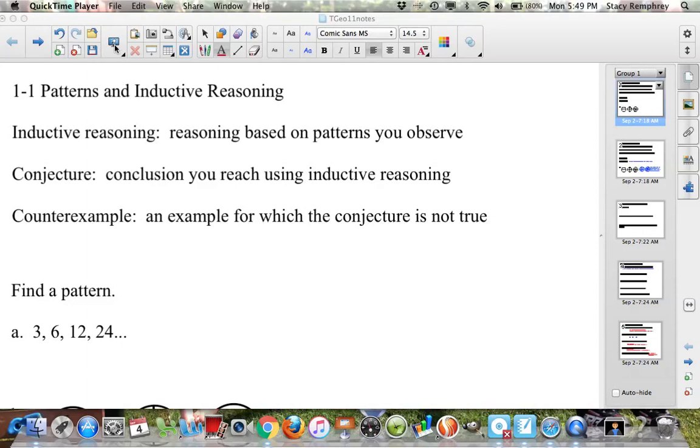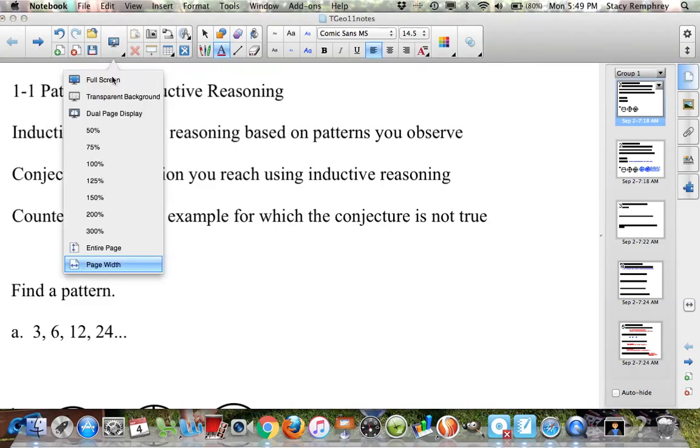These are the notes for 1-1 and 1-3 for traditional geometry.